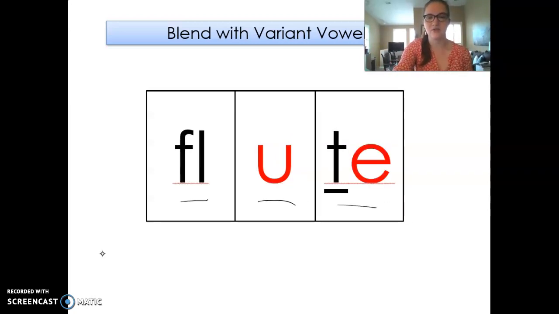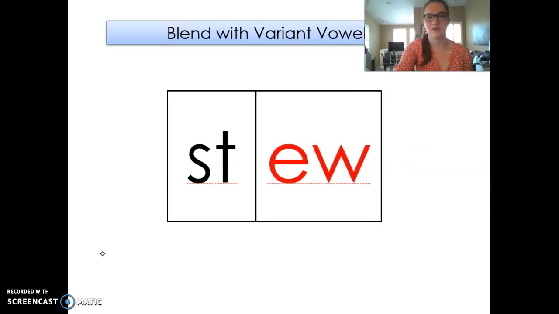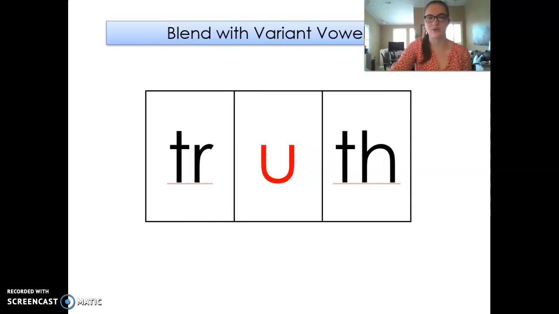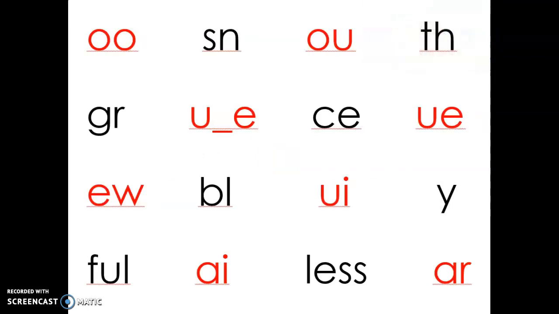Fl, oo-t, the word is flute. Sp, oo, the word is spoon. St, oo, the word is stew. Tr, oo, the word is truth. Okay, I'm going to disappear here for a second so we can see all the sounds. Okay, let's do these sounds together.